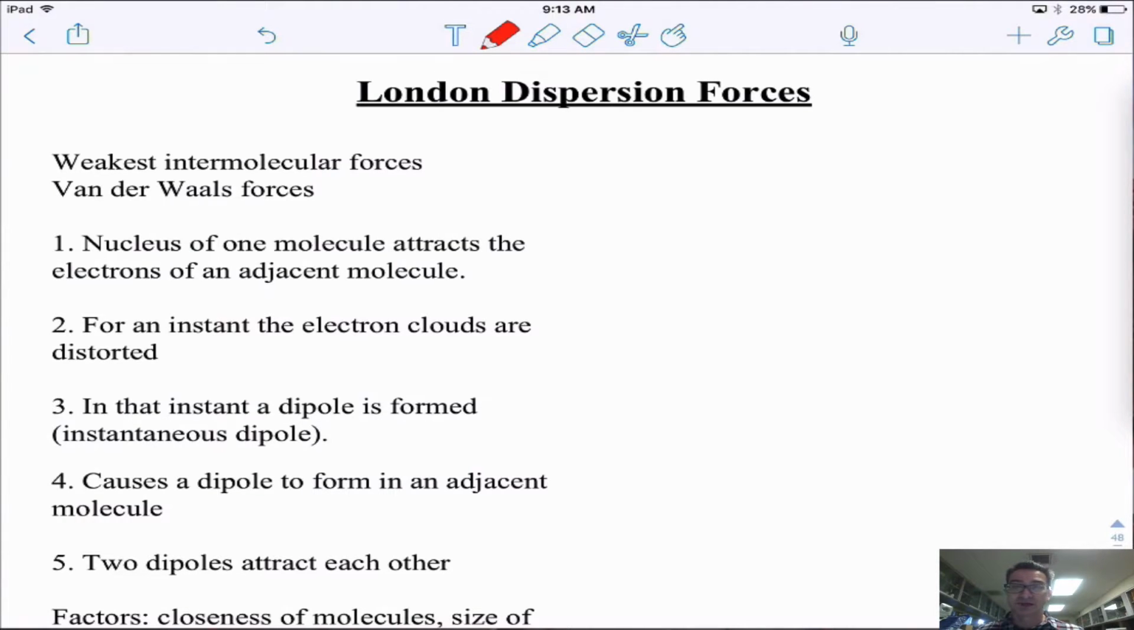And an interesting phenomenon starts to take place. It's called polarization. This polarization, and I'll write this down here, is the point where the two particles start to distort each other's electron clouds. So this is called polarization, and that's where we have this distortion of electron clouds. This is also called an instantaneous dipole. It's where a dipole forms for an instant.